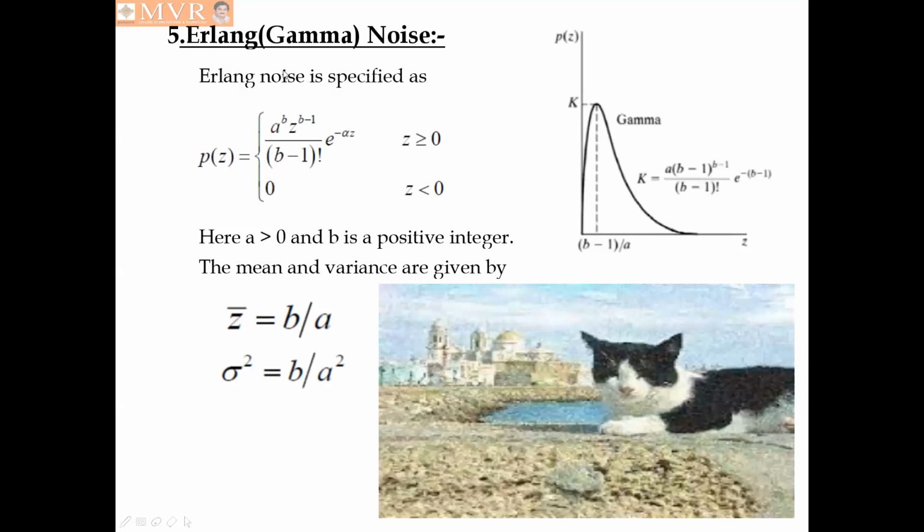Then we have another noise called gamma noise, which is also called Erlang noise. You can see this image, on which we have one type of noise called gamma noise. The definition of gamma noise is P(z) equals a to the power b, z to the power b minus 1, over (b minus 1) factorial, times e to the power minus a z, for z greater than or equal to 0, and 0 for z less than 0. Here also we can define the mean value z bar and the variance sigma squared.